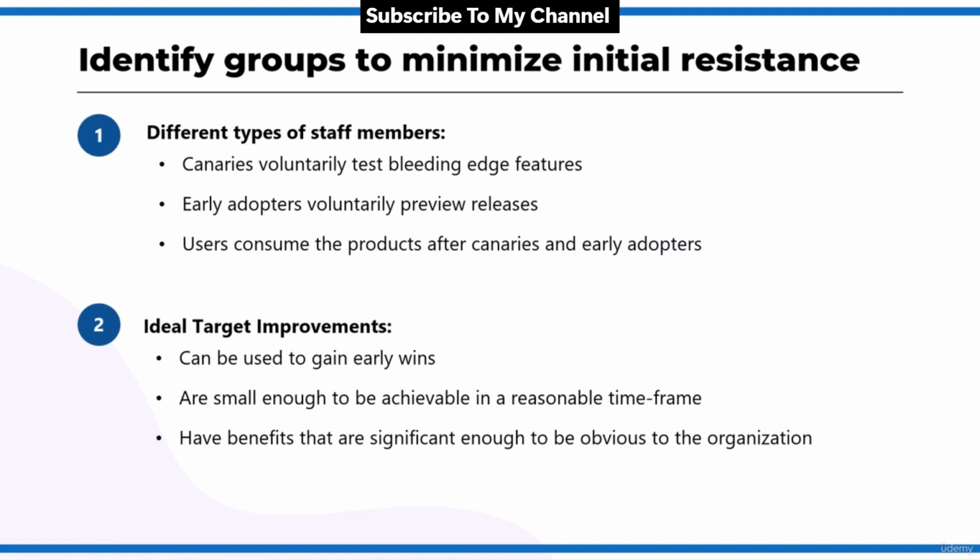Then we have early adopters who voluntarily preview releases that are considered more refined than the code exposed to canary users. So it's going to have more refined code compared to the one which may be there with the canary users. And then after that we have the actual users who get the product after passing through canary and early adopters.